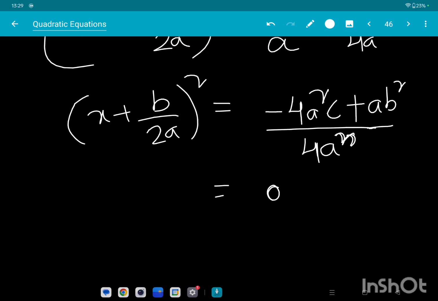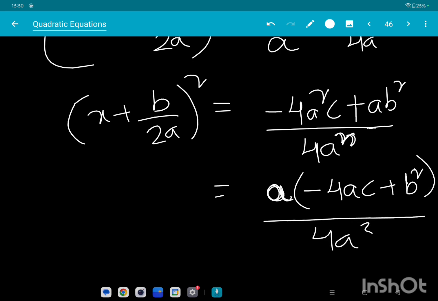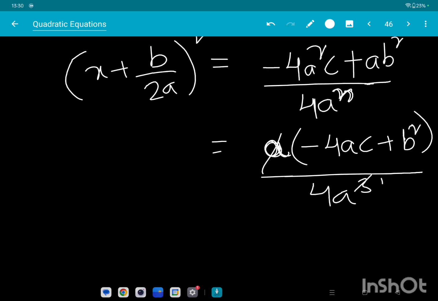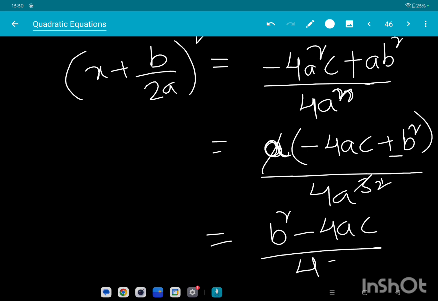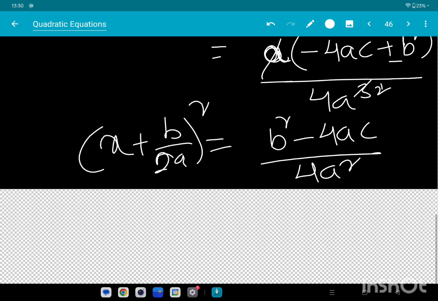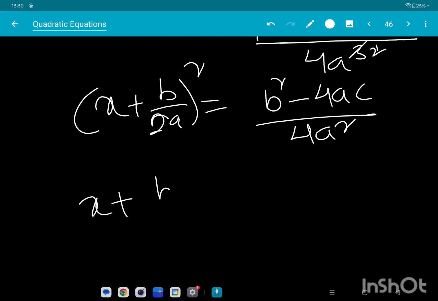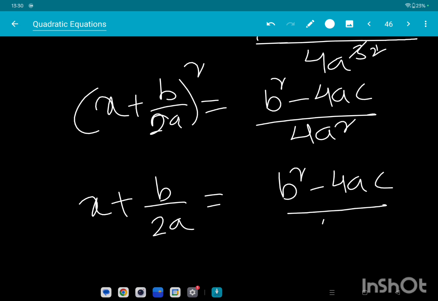Now a is common. Here I'll take a as common. Then what are the remaining terms? Minus 4ac plus b square, divided by 4a cube. Here an a in the numerator and an a in the denominator will cancel, then the remaining will be 4a square. I write b square minus 4ac divided by 4a square, and on the left it is already there, x plus b by 2a whole square. If this square goes to that side, then it will become x plus b by 2a is equal to plus or minus root of b square minus 4ac divided by 4a square, and it will become a root.